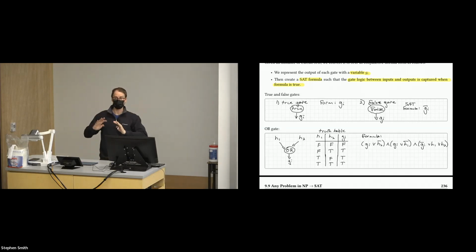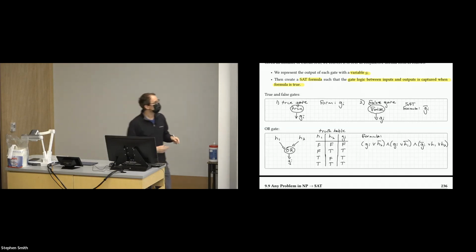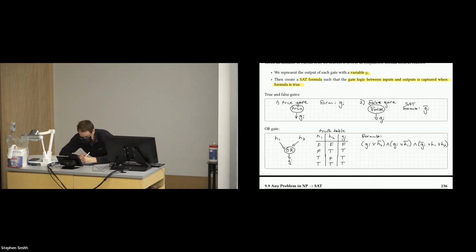Let me tell you what the 3 things encode. You can think of this as an implication that says, take the negation of the second thing that appears. So H2 implies GI. The first one is saying if H2 is true, then GI should be true. The next one says if H1 is true, then GI should be true. And the last one says if H1 is false and H2 is false, then GI should be false.